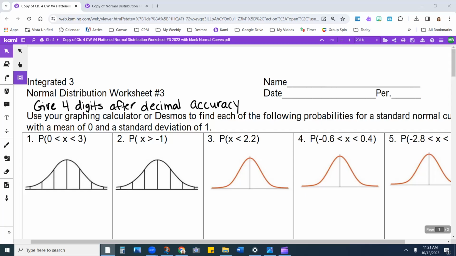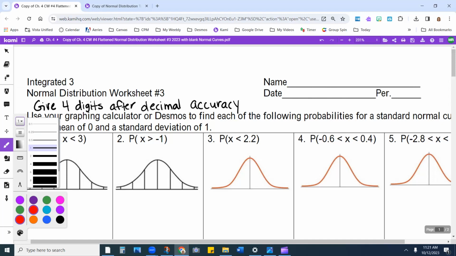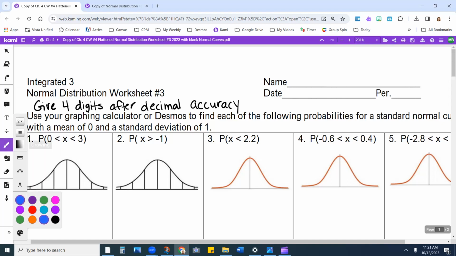So this video is on the normal distribution worksheet number 3. This looks like our normal distribution worksheet number 2 from the other day. That one we were using the table of values. Today we're going to be using our graphing calculators.